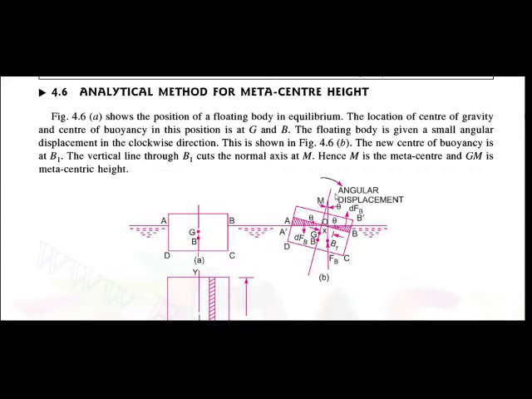Okay, so up to this we have seen that the body is tilted by some angular displacement. Due to this angular displacement the force of buoyancy changes from B to B1. If we draw the line of action of this through B1, then this line of action meets the normal axis at the point M, which is called the metacenter. Then the metacentric height GM is the distance between the center of gravity G and the point M, that is the metacenter.